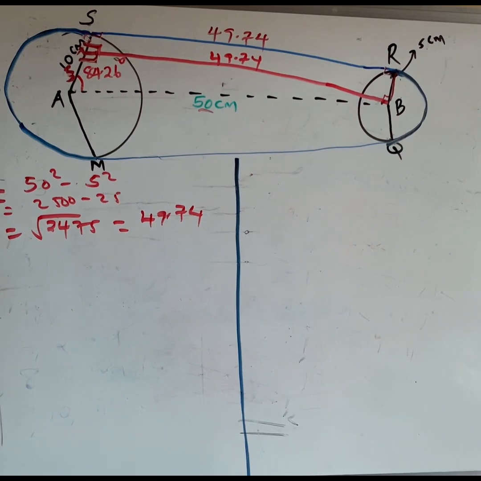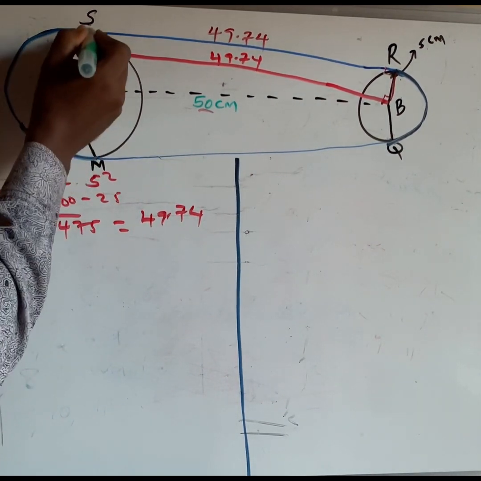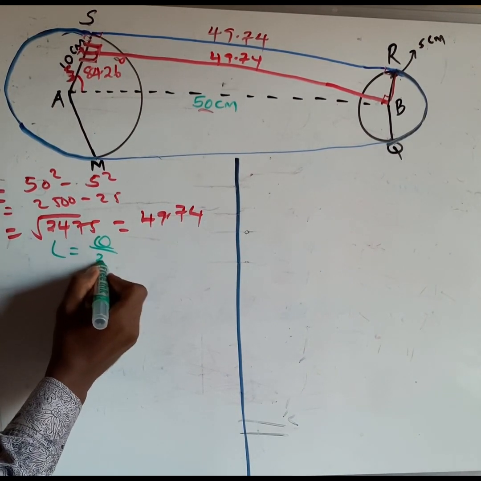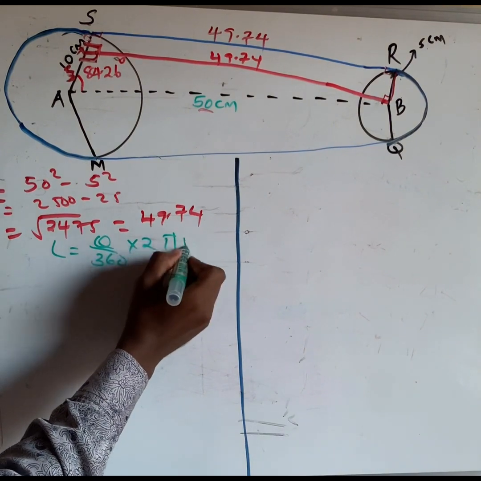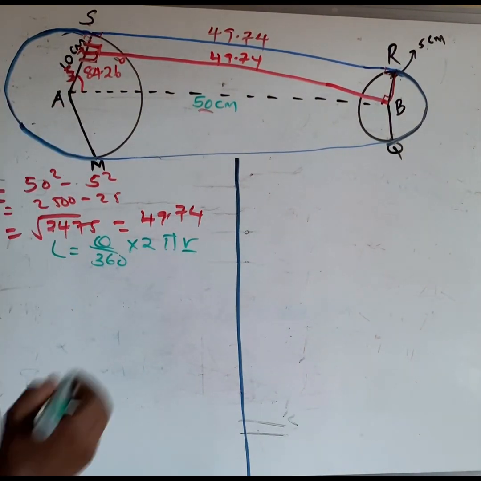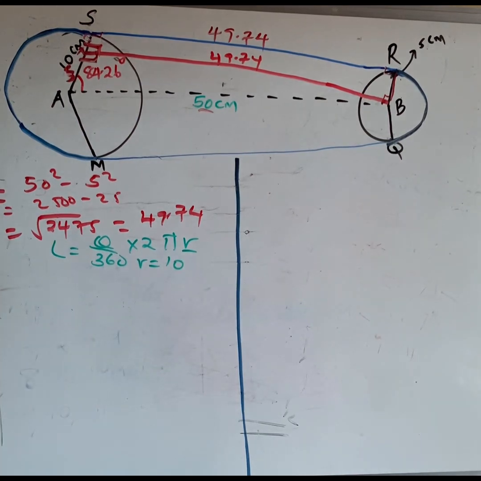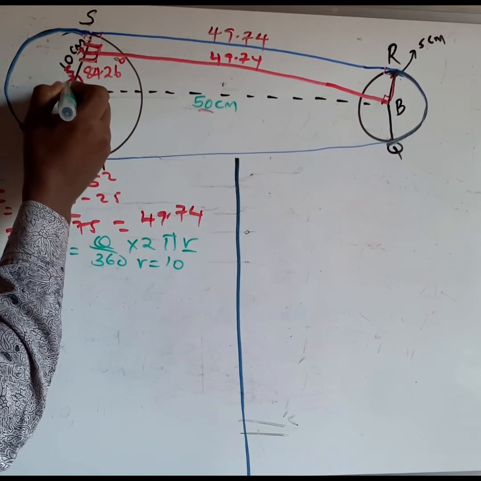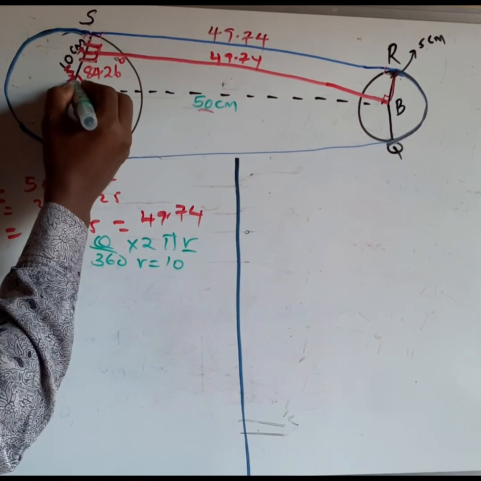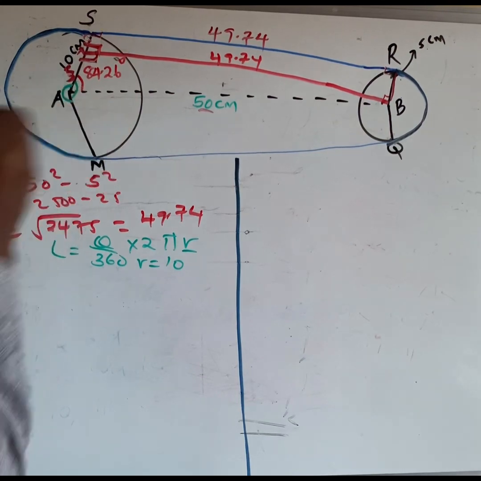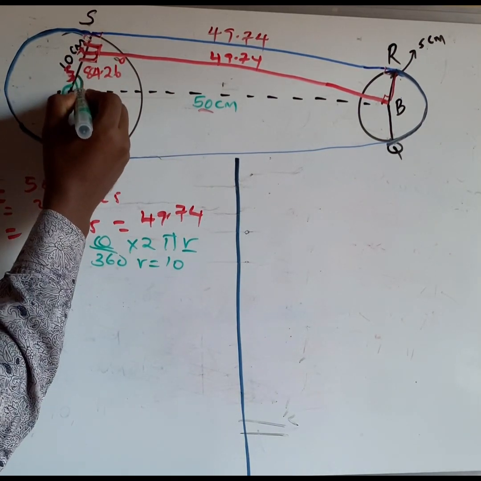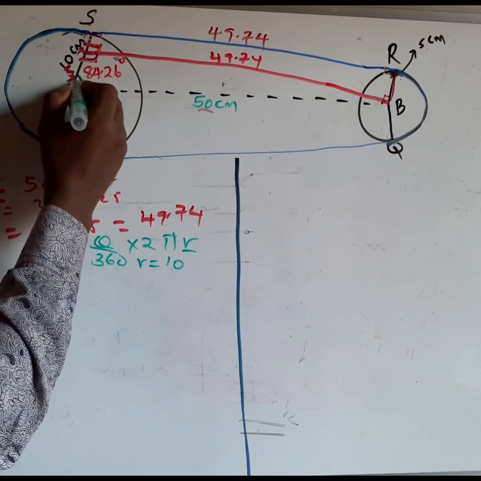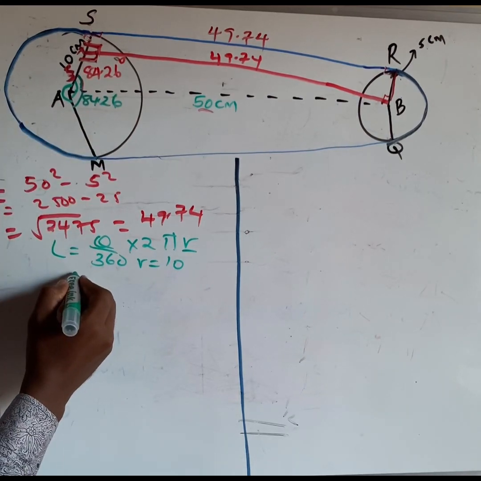The next thing we are supposed to do is find the length of the arc SM. The length of any arc is given by theta over 360 times 2 pi r, where r is the radius of the circle, in this case 10. Theta is the angle subtended by the arc. The arc SM, the angle subtended, is this angle. So if we could get the total of this, we can get this small angle. If this is 84.26, this is also 84.26.